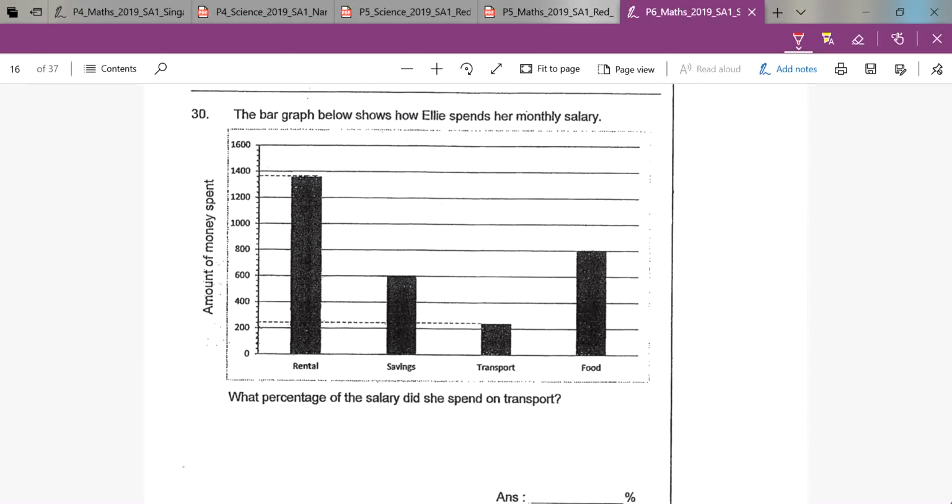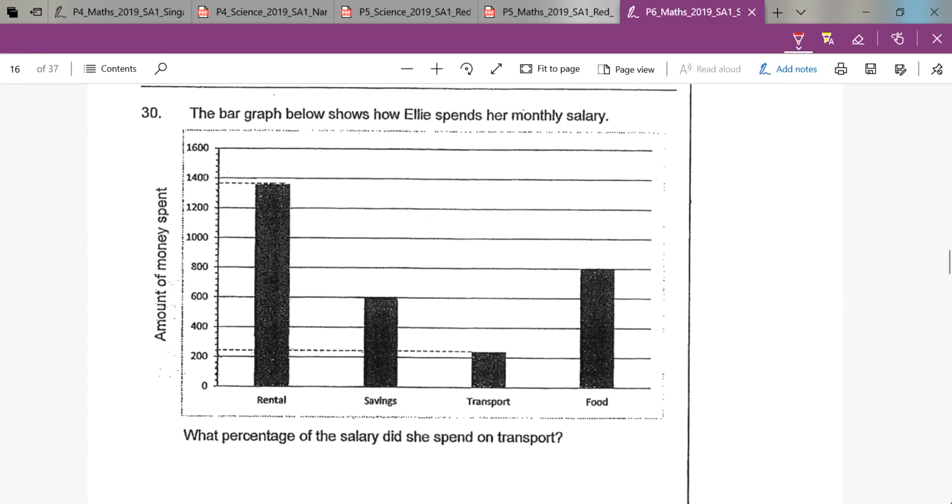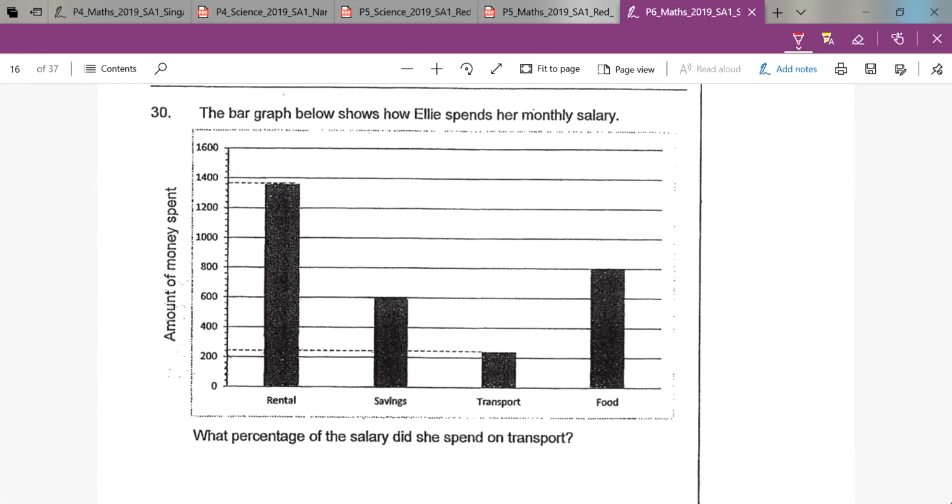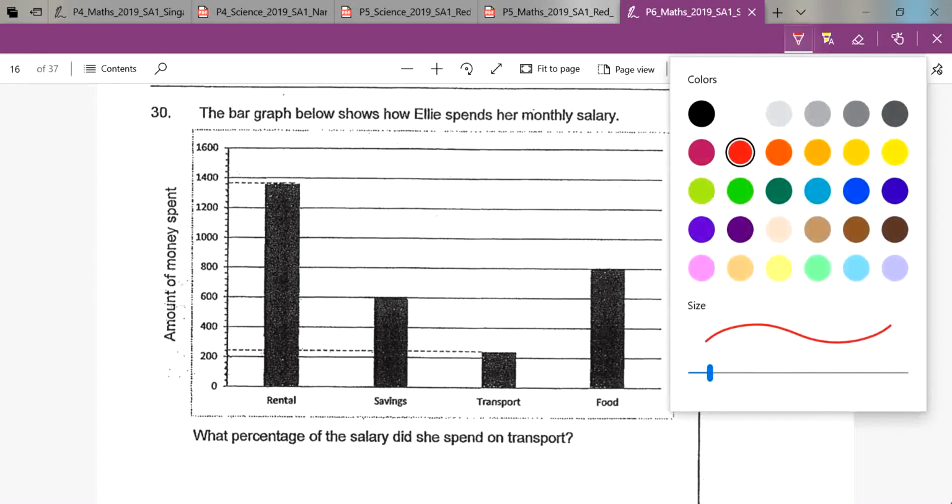The bar graph below shows how Ellie spends her monthly salary. What percentage of the salary did she spend on transport? So this kind of question, you have no choice but to look at every single bar. For rental, how much does rental cost? Let me get a finer tip.